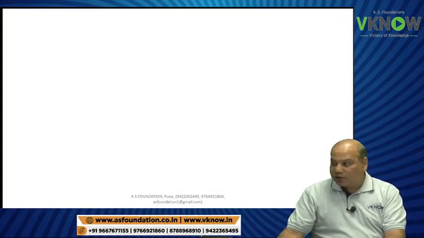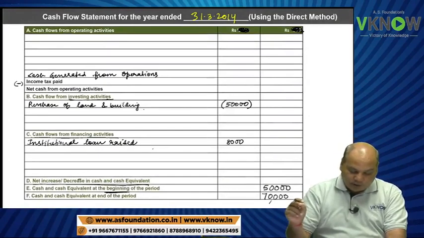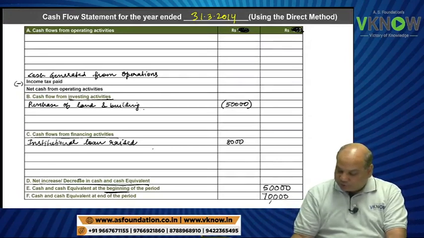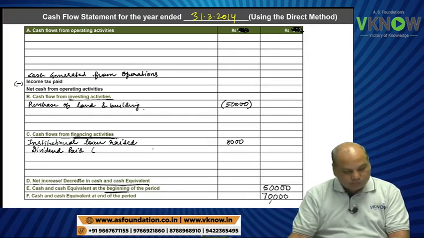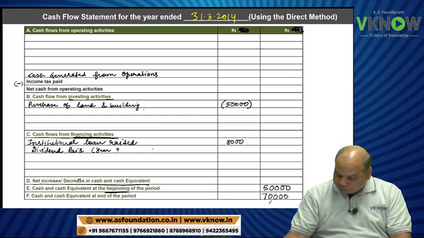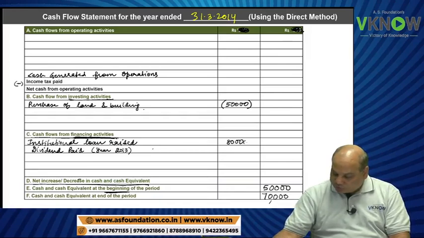40,000 of the last year has been paid. So therefore you will write in financing activity, point number C, main page, dividend paid, last year has been paid, in bracket write year 2013, which is 40,000 in bracket.